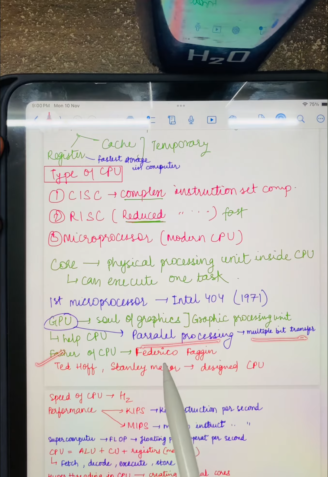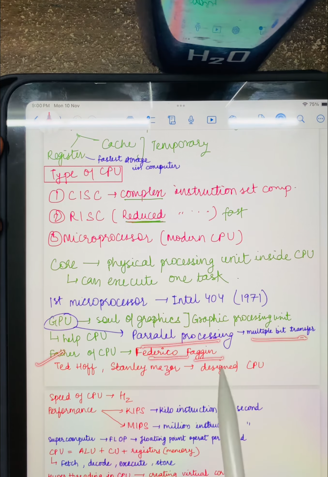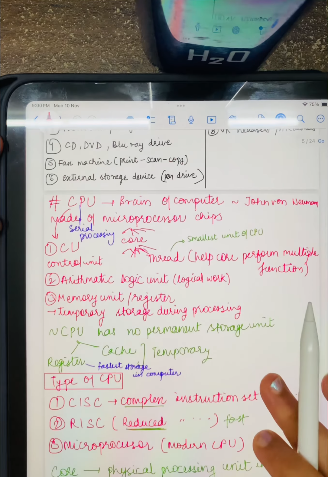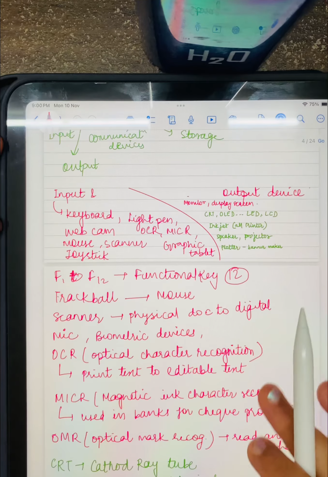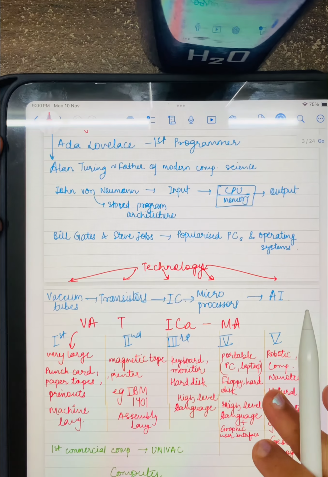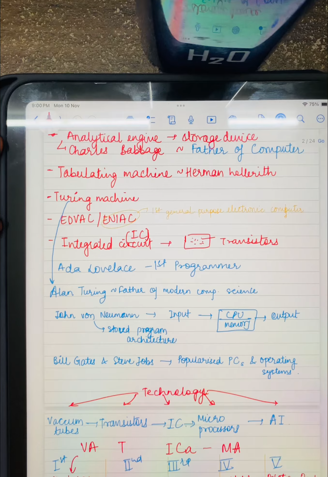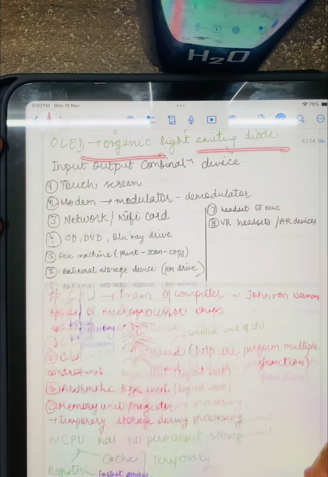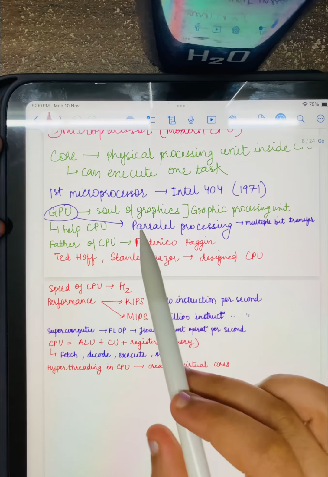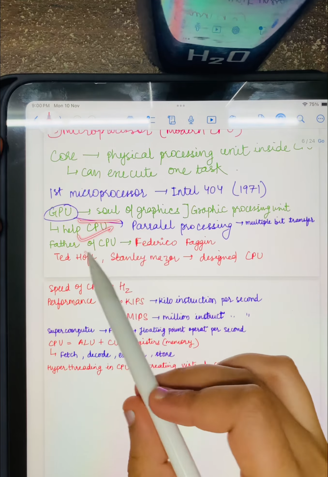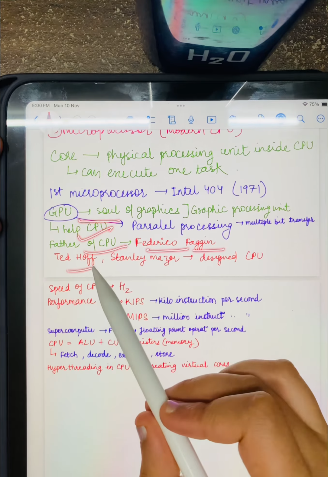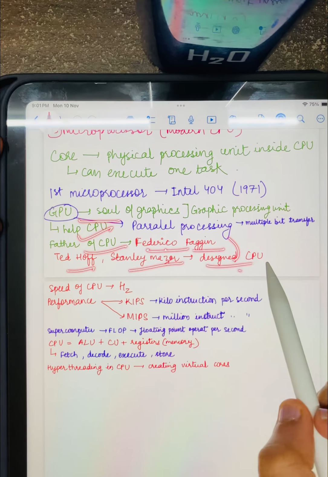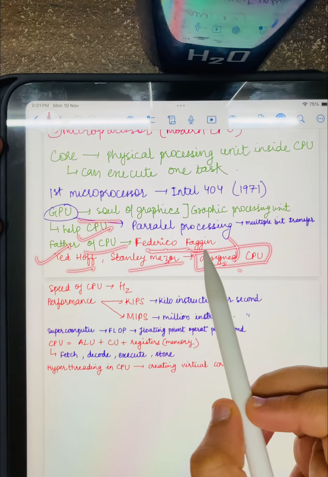Father of CPU, Federico Faggin. And who was the father of computer? Comment down. Who was the father of computer? Yeah, Charles Babbage. So where were we? GPU is the soul of graphics. It helps CPU. Father of CPU is Federico Faggin, helped by Stanley Mazor. They also helped Federico in designing CPU.